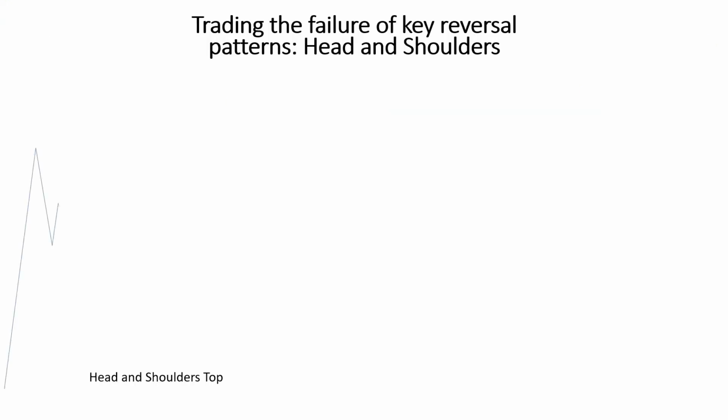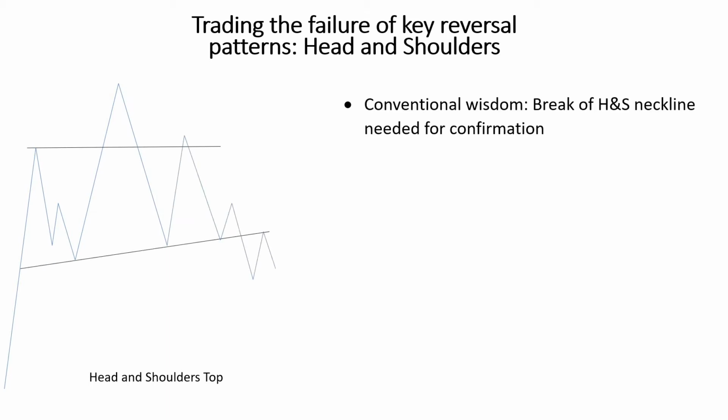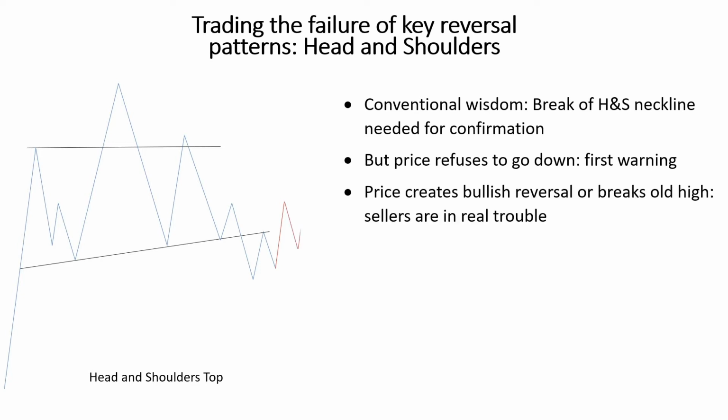So this is how a normal head and shoulders top pattern may be formed. In normal circumstances, when price breaks through the neckline of a head and shoulders pattern, it will confirm the completion of the reversal formation. However, if price refuses to go down, that's when you should pay attention to a possible failure of the pattern. Here you can see that price has refused to stay below the broken neckline, and it has started to climb back above that level, which is really providing the first signal that the sellers are getting trapped in this case. Price then creates a bullish reversal in the form of a break above the most recent high, and now the sellers are in real trouble.